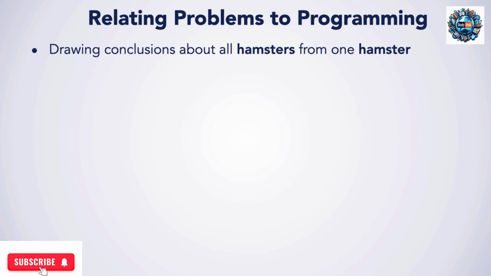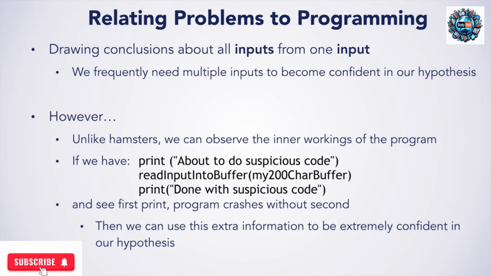Another of our problems was drawing conclusions about all hamsters from one hamster. We might have a similar problem in programming of drawing conclusions from a single input. We frequently want more than one test case to become very confident in our hypothesis. However, a big difference between hamsters and programs is that we can observe the inner workings of our programs via print statements or the use of our debugger. If we put a print statement before and after a certain function and see the first print but not the second, we can be very confident the problem happened inside the function in between them.